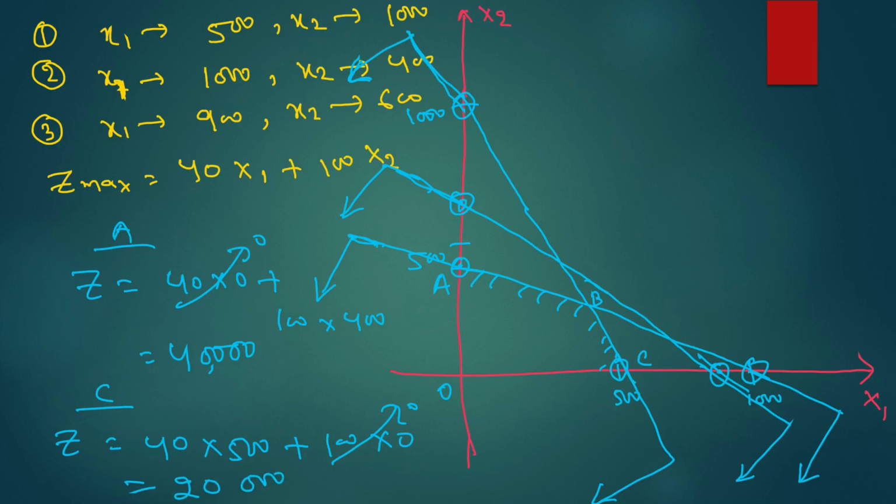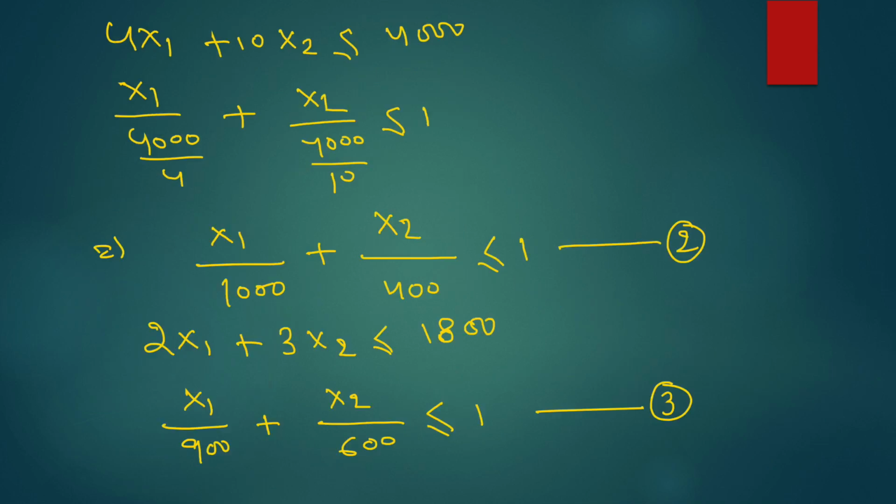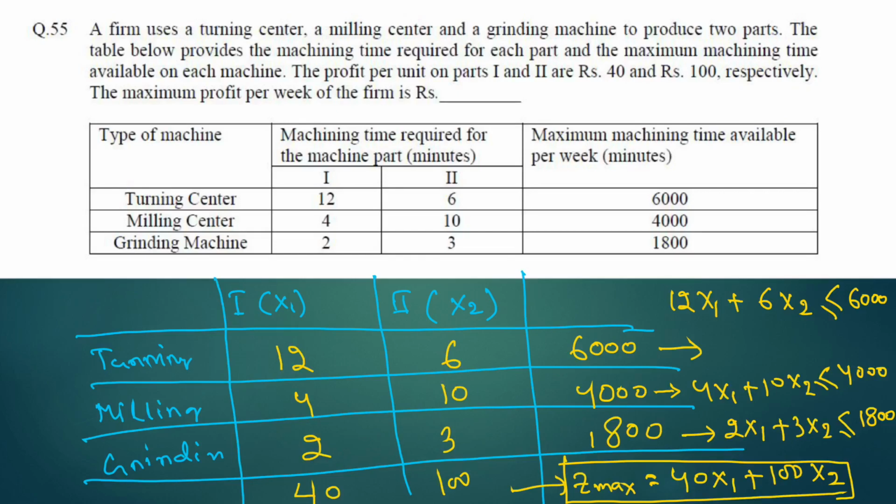So maximum is this one, 40,000. So from the options we will check which is maximum. Maximum profit per week in Rs. Fill in the blank type, so you just write 40,000. This is your answer. This is end of set 3.